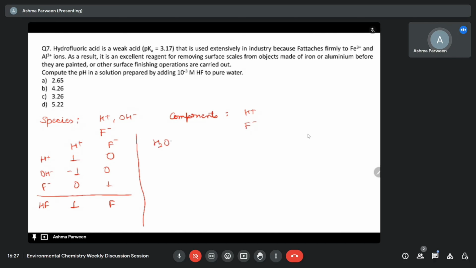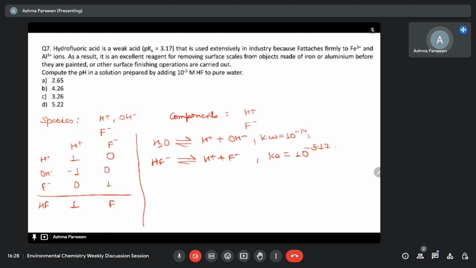So we can write the formation equations. H2O is giving H plus and OH minus. HF is giving H plus and F minus. So here the Kw will be 10 raised power minus 14. Here pK is given as 3.17. So Ka will be 10 raised power minus 3.17.